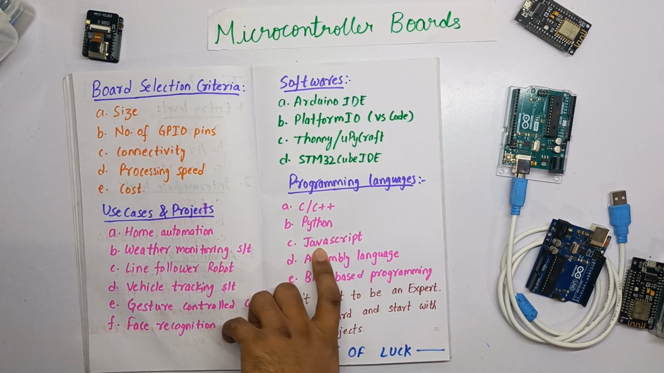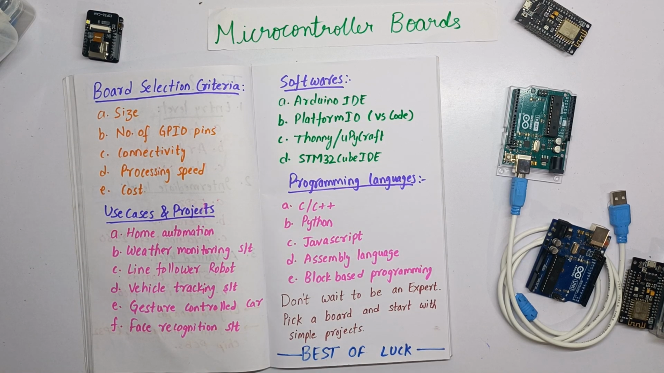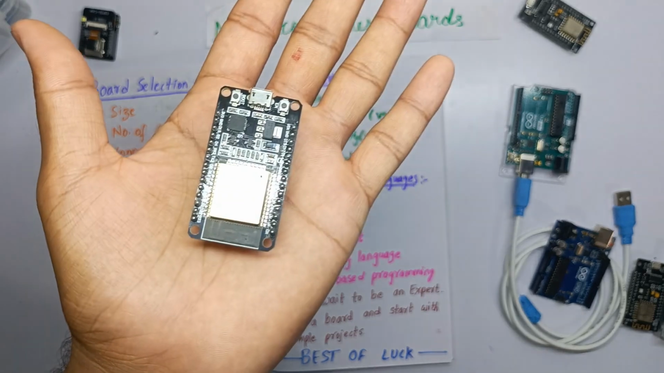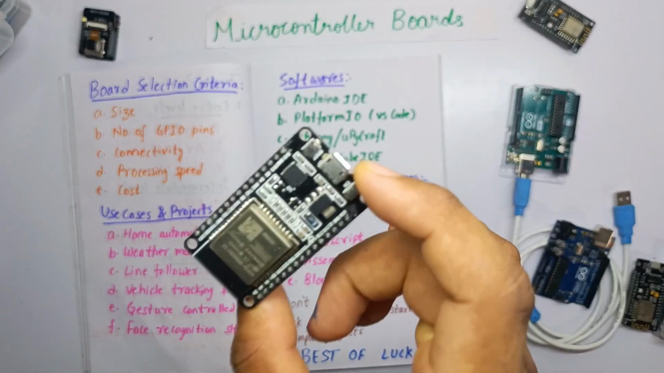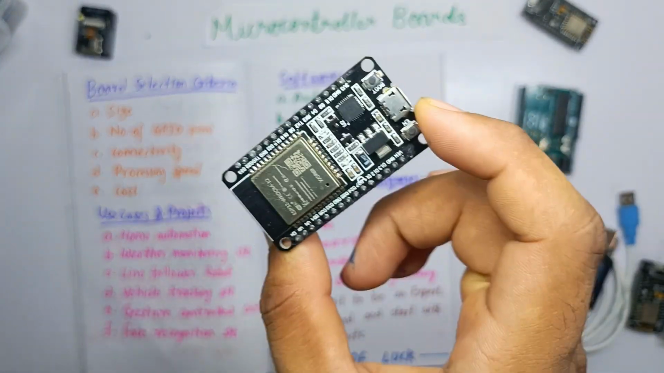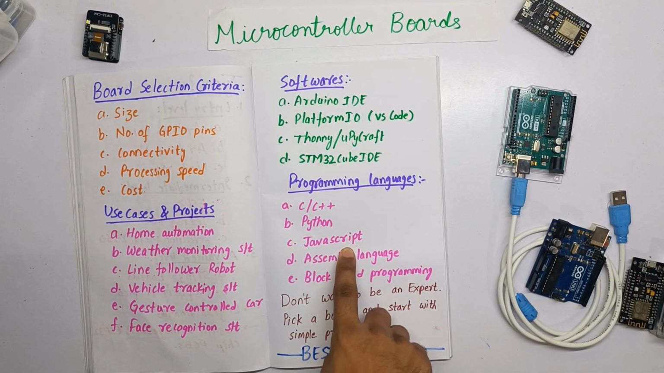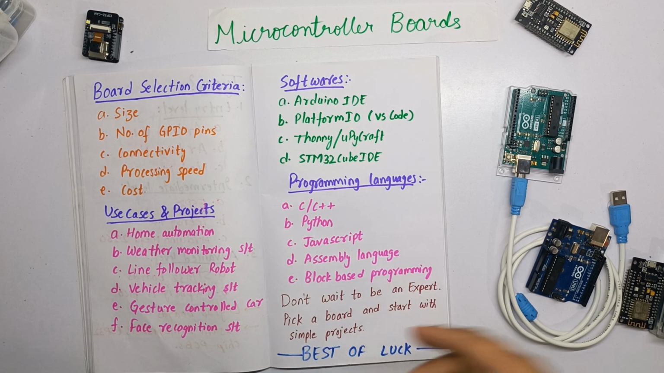And coming to JavaScript, you may think that JavaScript is for web applications. Why do we need it in microcontroller boards? Remember, we can also host a website on a microcontroller board. Can you believe that? We can actually do that. We can host a web server on this microcontroller board, and to write those we use JavaScript. Coming to assembly language, we use it to program STM32 boards.